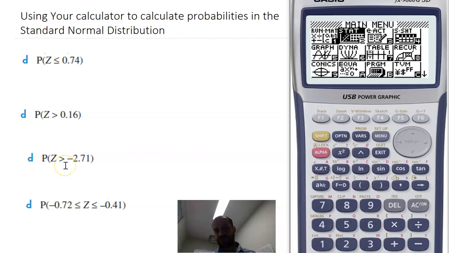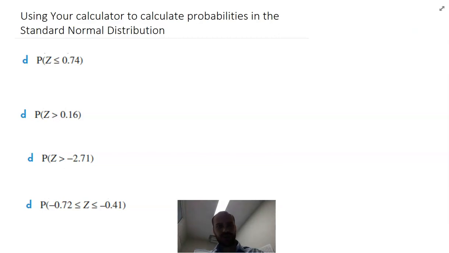Right, so I'm going to be using my calculator to calculate probabilities in the standard normal distribution. And then we might just do the normal distribution as well. So how do I know these are all standard normal distributions? Because they've used the letter Z. So if you use the letter Z, you're talking about a standard normal distribution.